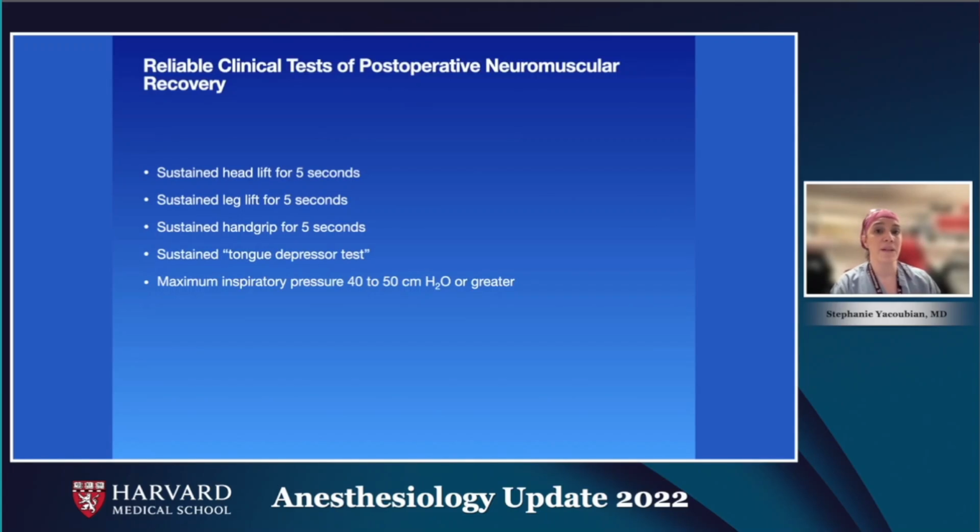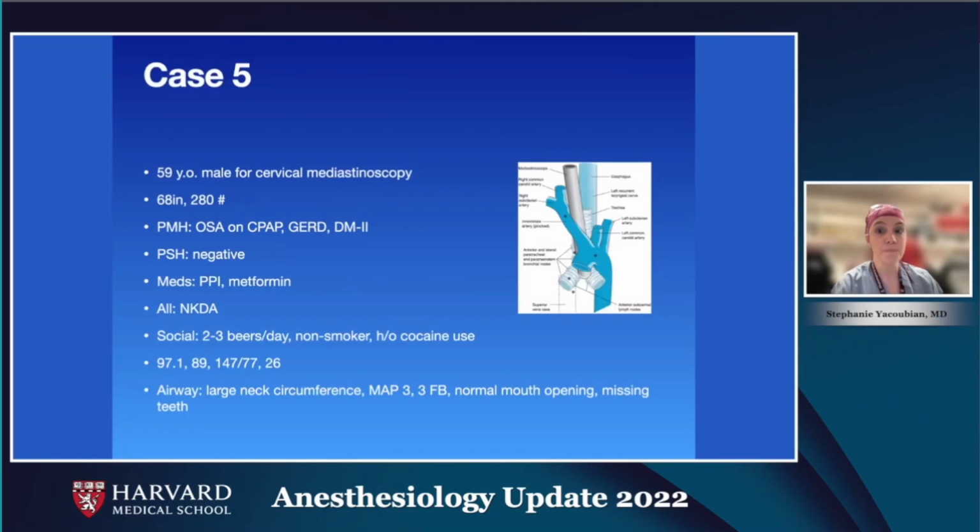The only reliable clinical tests that could guarantee or make it more likely that your patient's fully reversed are things like 5-second head lift, a steady hand grip, and a maximum inspiratory pressure of 40 to 50 centimeters of water. But the most reliable tool is to assess a quantitative twitch monitor.